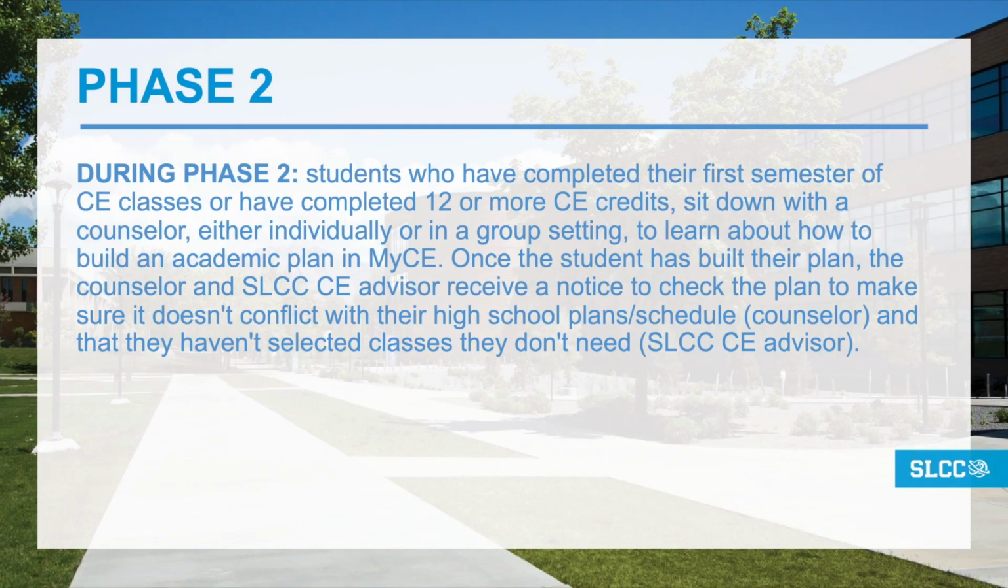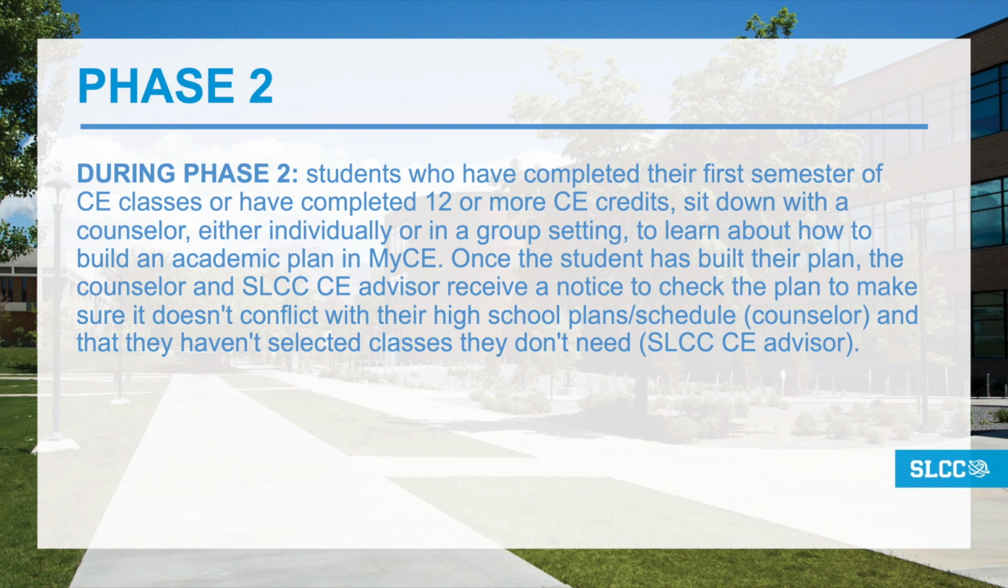All right, so now let's go ahead and do a deep dive into Phase 2. During Phase 2, students who have completed their first semester of CE classes, or they've completed 12 or more concurrent enrollment credits, would then sit down with a counselor. Either they can do that individually, or if you want, you can meet with a group of students and do this.